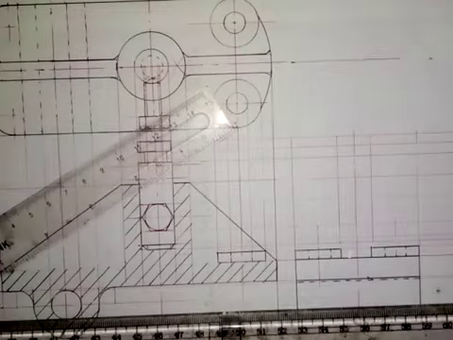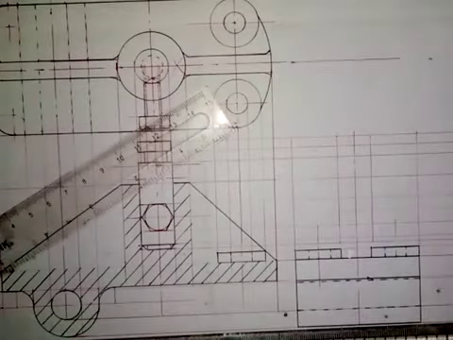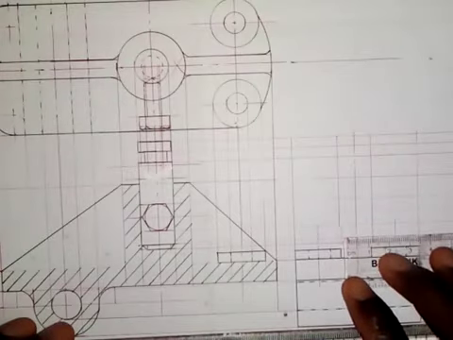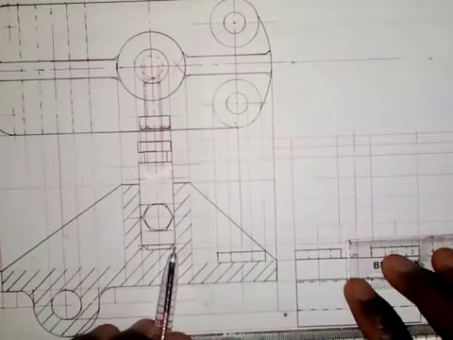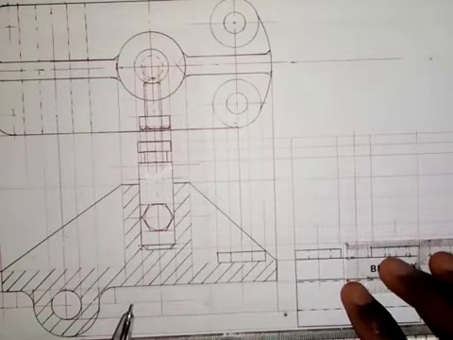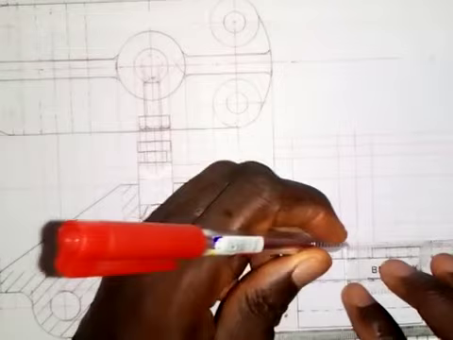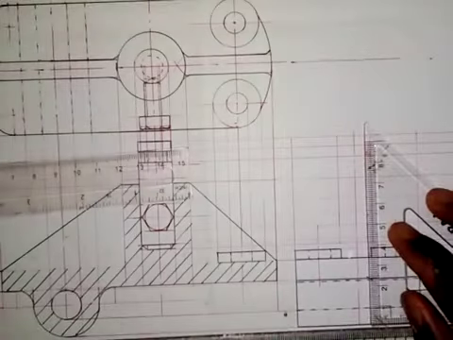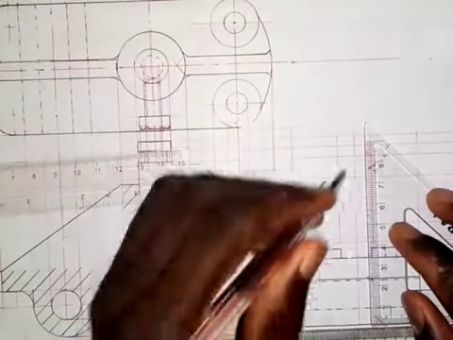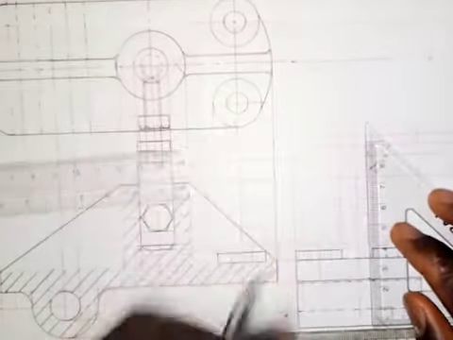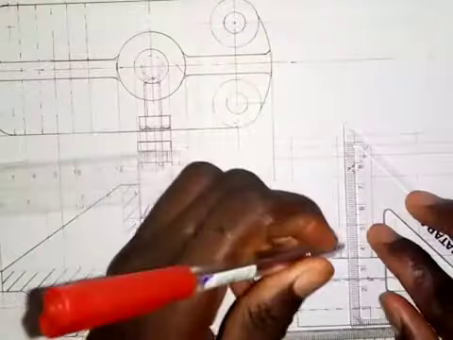All right, so then also I will take 5 millimeters for this part that we have here. So 5 millimeters. So here we take 5 millimeters to the left side, 5 to the right side. Now we draw a vertical line.